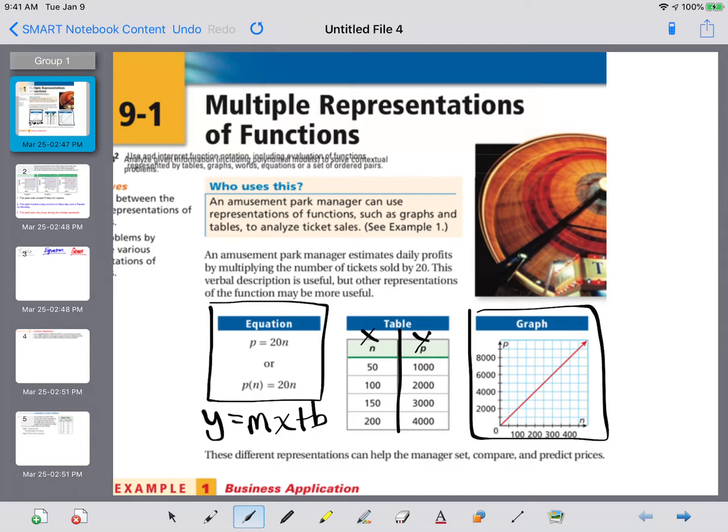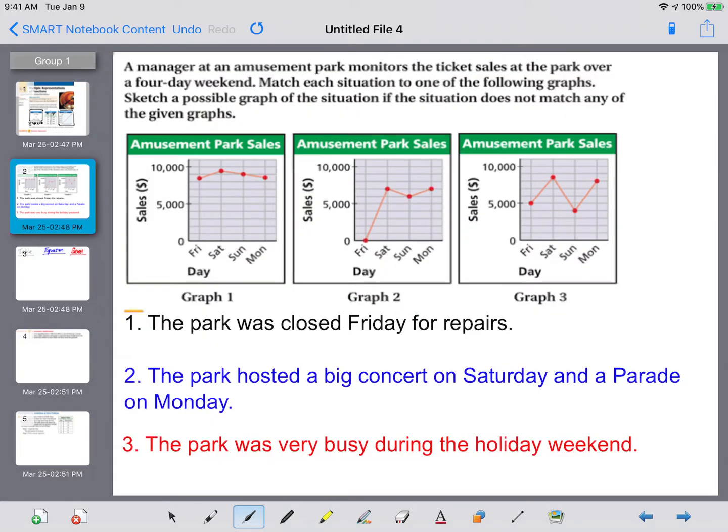Before we dive in, I'm going to touch on the first examples that aren't too bad. This says, a manager at an amusement park monitors the ticket sales at the park over a 4-day weekend. Match each situation to one of the following graphs. Sketch a possible graph of the situation if the situation does not match any of the given graphs.